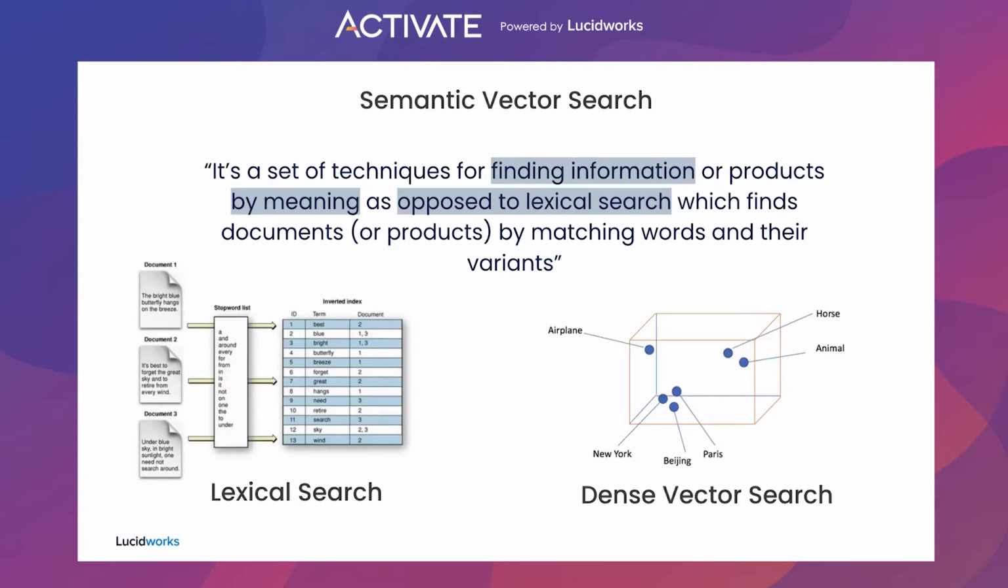On the other side, we have dense vector search. Dense vector search will actually store words and phrases and these concepts by their relationship to each other. So for example, horse and animal might sit more closely together in n-dimensional vector space as opposed to another group of objects or entities like New York, Paris, or Beijing.